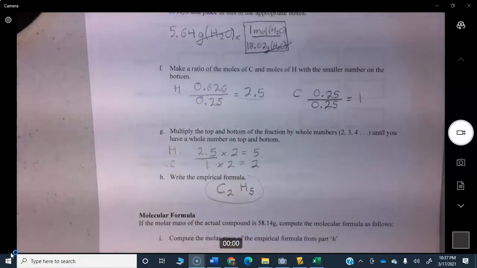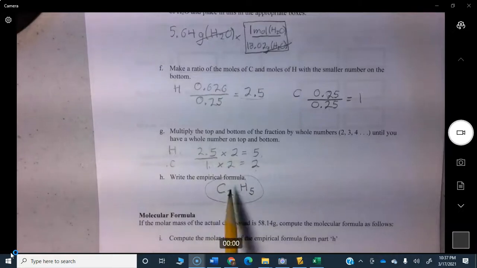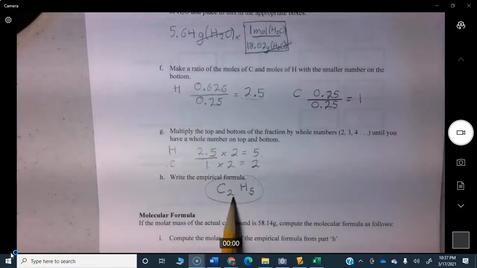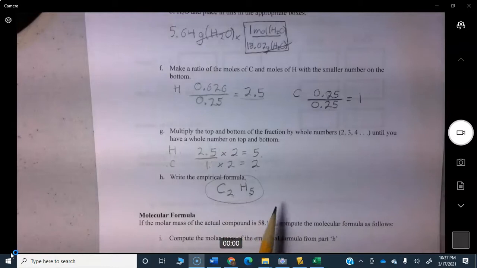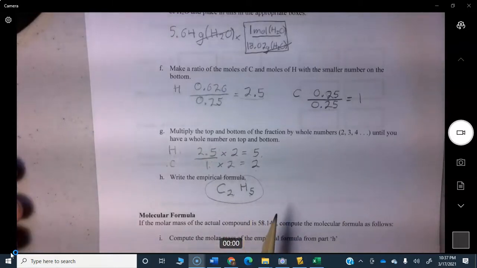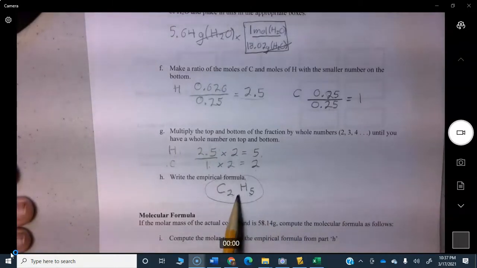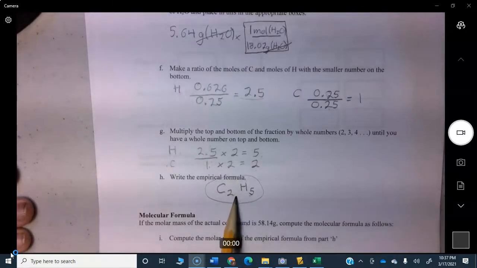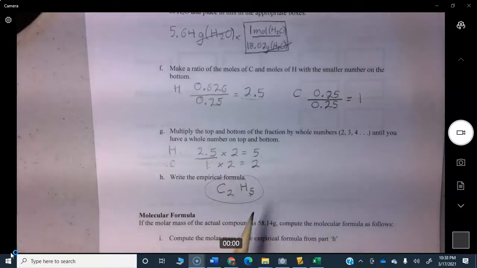So that's the empirical formula right there. That's the lowest ratio of carbons to hydrogen. You can't reduce that fraction anymore. Now that might also be the molecular formula. We don't know yet. So what we're going to do is go on and find out the molecular formula and see if that's actually it, or maybe it's something else.